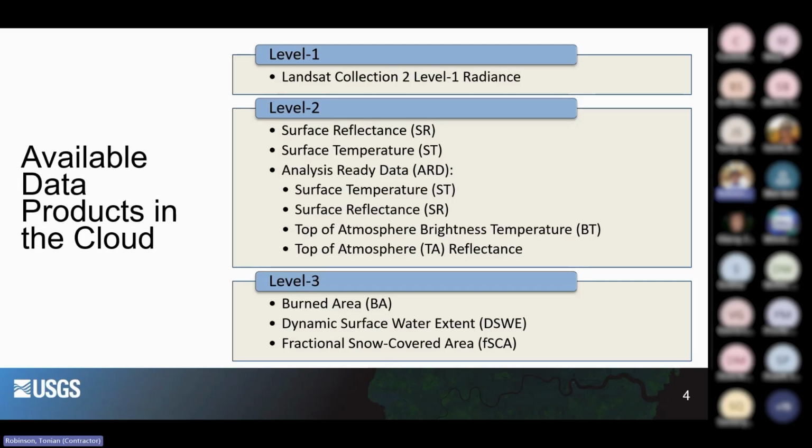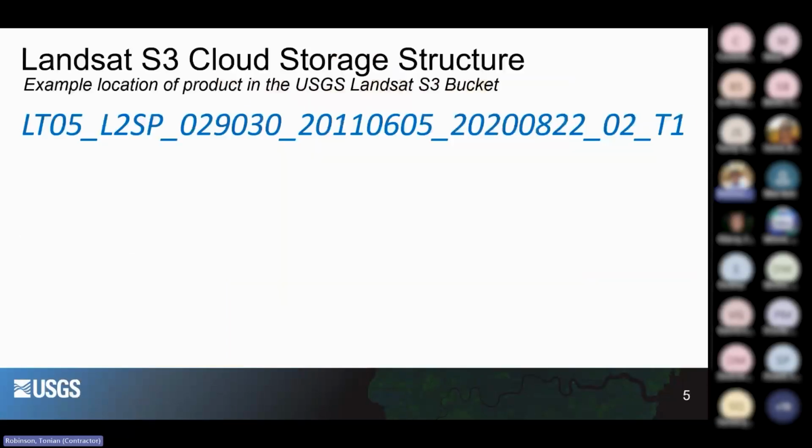For level 3, the burnt area, the fractional snow area, and the dynamic surface water products are available. So how is data stored in the cloud? Here's an example with a level 2 product that was collected with the Thematic Mapper in 2011. And this is the product's full name.